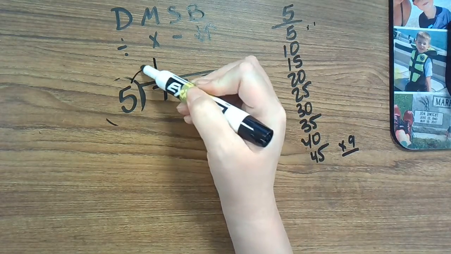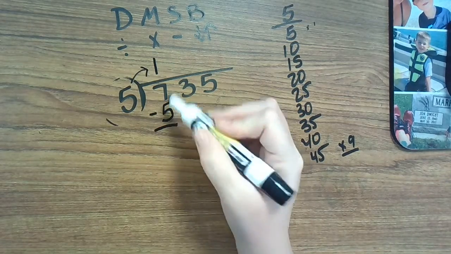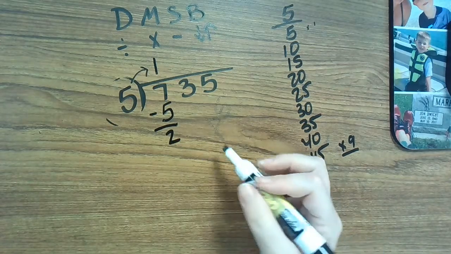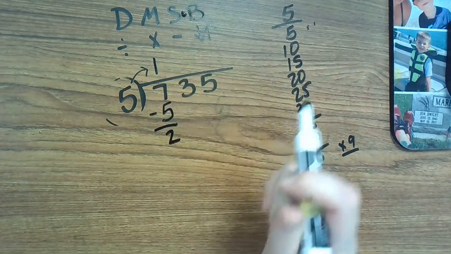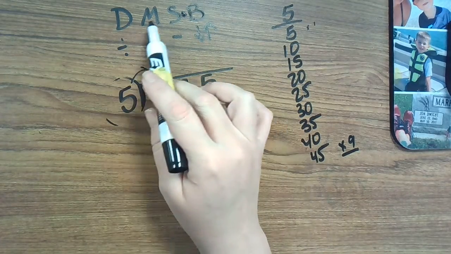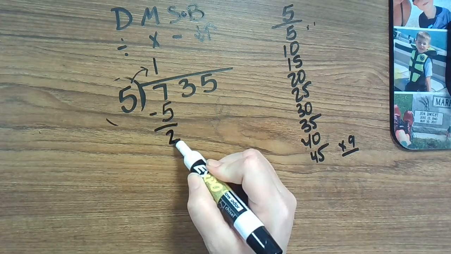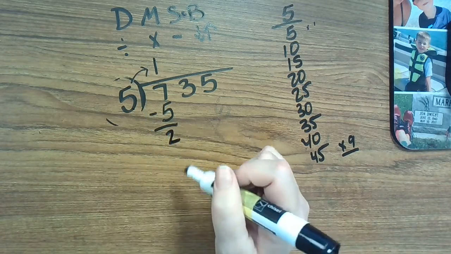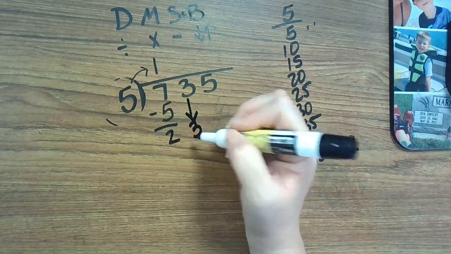Now I'm going to multiply. 5 times 1 is 5. I'm going to subtract. 7 minus 5 is 2. I'm going to check, like I do a little check station in there. So I do, does McDonald's sell cheeseburgers? But I'm checking to make sure that this number is less than this number. And 2 is less than 5, so I know I made enough groups. I'm going to bring down my 3.